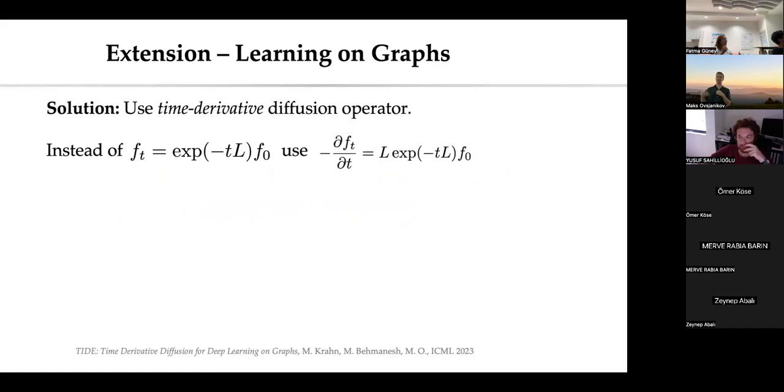The idea is that instead of using the diffusion operator, let's use the time derivative of diffusion. What does that mean? The diffusion equation is governed by this equation: at time t, I have a matrix exponential times some initial distribution of heat at time zero. Now, if you take the derivative of both sides with respect to t, what you get is that the derivative at time t is equal to the Laplacian times the diffusion. You're just taking the derivative, so L falls out, and then you have the same thing.